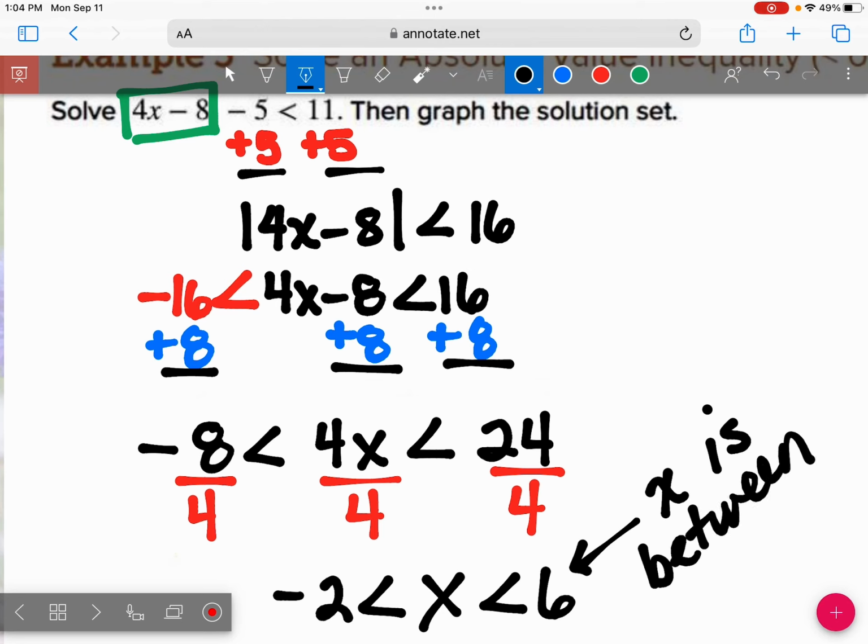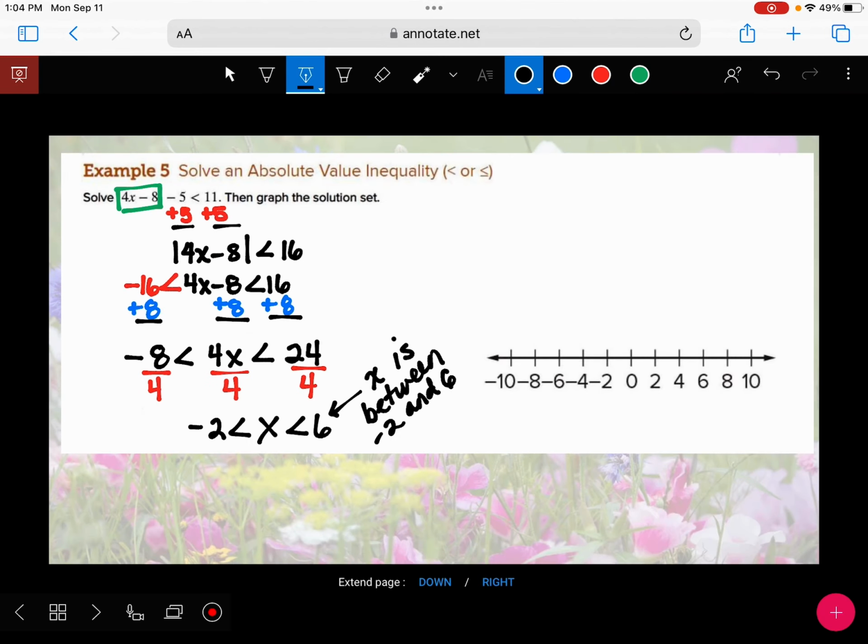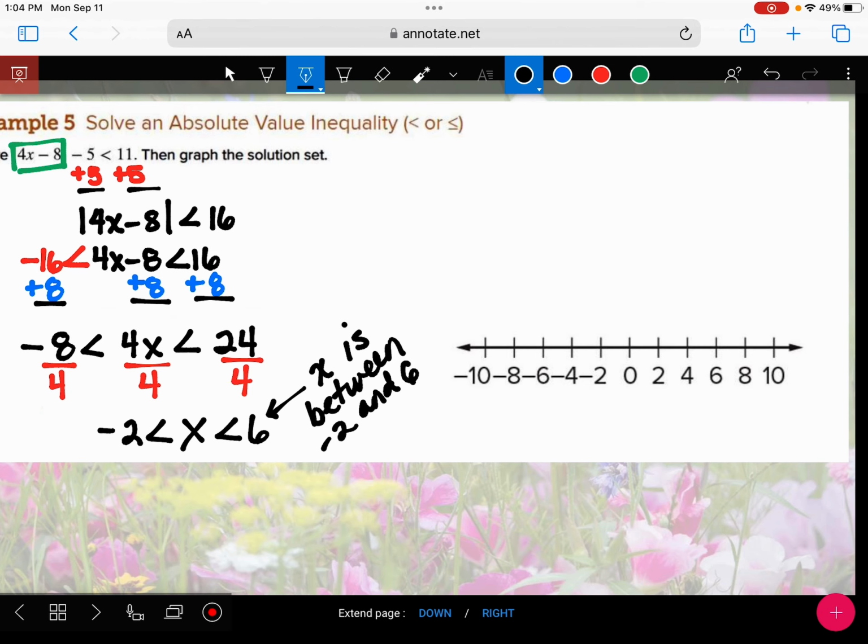So when you graph it on the number line, we're putting an open circle on -2, an open circle on 6, and then we're shading the part in between. And that is your solution. That's what it looks like.